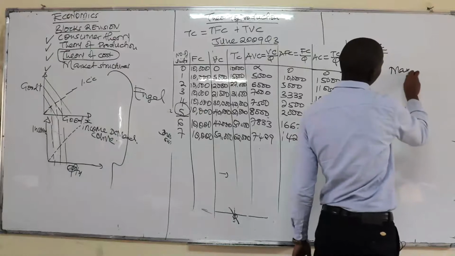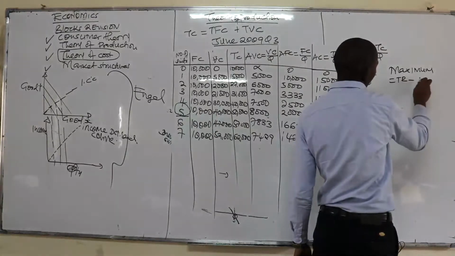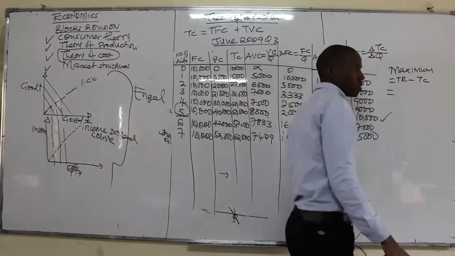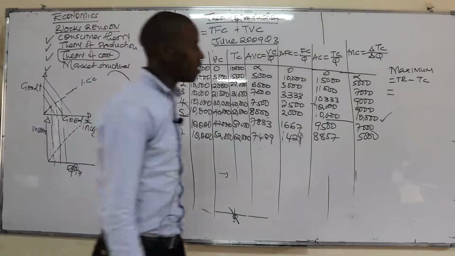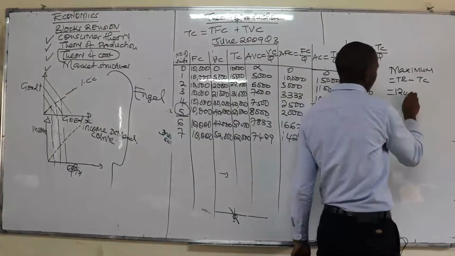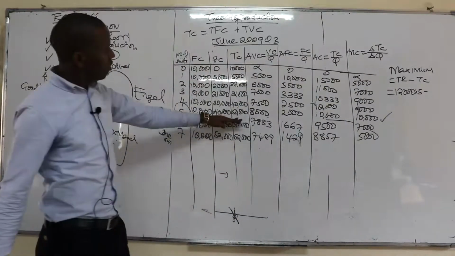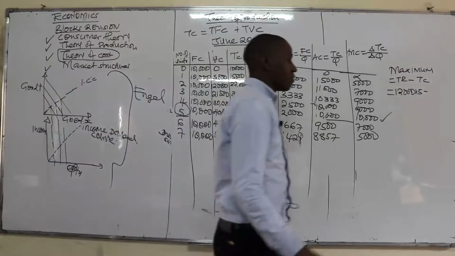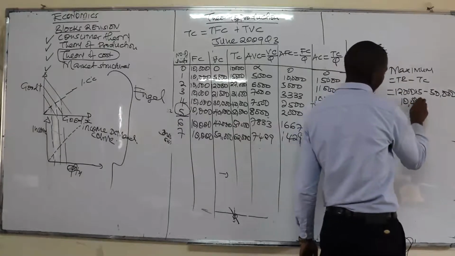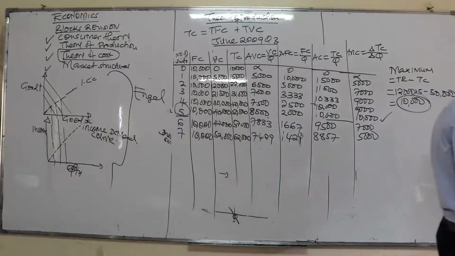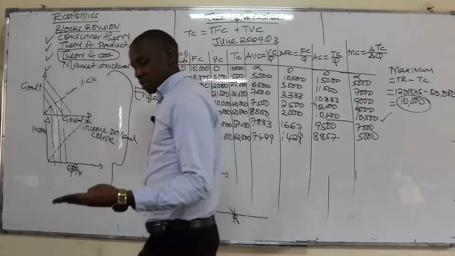So in our case, we've been asked the maximum profits. So for maximum profits, we take the total revenue minus the total cost. So revenue, we were given the price per unit, how much was it sold at? 12,000. So you just take 12,000 multiplied by 5, you minus the total cost. What was the total cost? 50,000. So how much will it be? That will be the maximum profits.